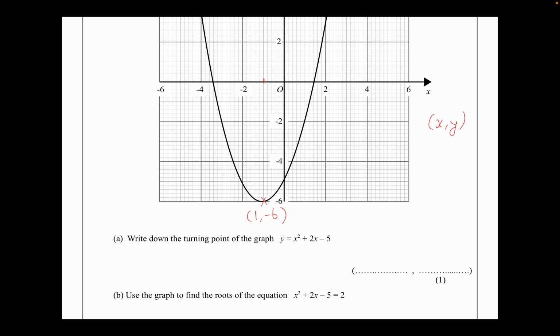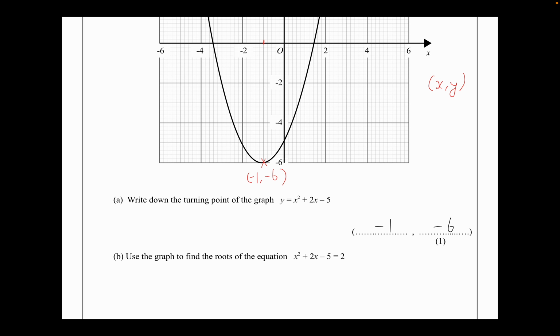So your answer is going to be, sorry guys, it's not 1 comma negative 6, since this is on the negative side. It's going to be negative 1 comma negative 6. Sorry guys about that. So it's going to be negative 1 comma negative 6. They're asking us now to find out the roots of the equation.